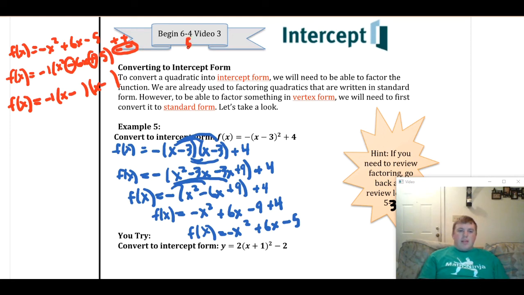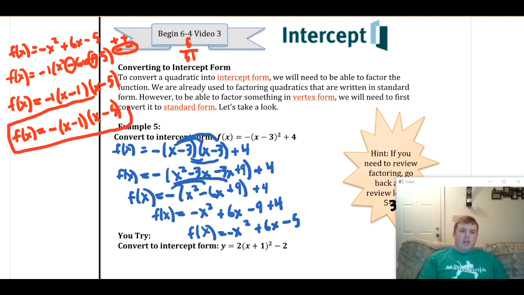Now, to get 5, we only have two choices, 5 and 1, because 5 is prime, so that's going to make this a pretty easy problem to factor. Both of these are the same, so it's not going to matter which order I put them in. And so I have my factored form. I'm going to rewrite this as a negative, and then it's going to be x minus 1 times x minus 5. And I have changed something from vertex form into standard form and then into intercept form.